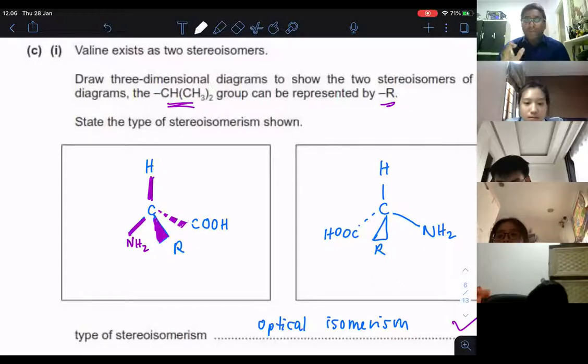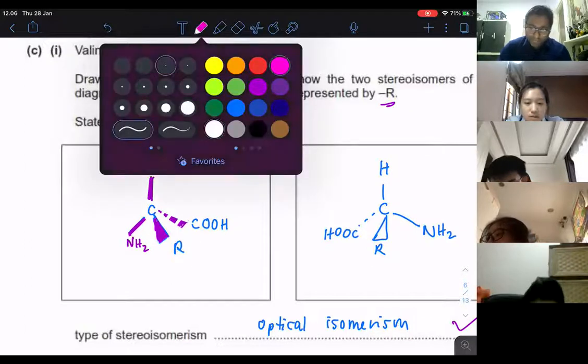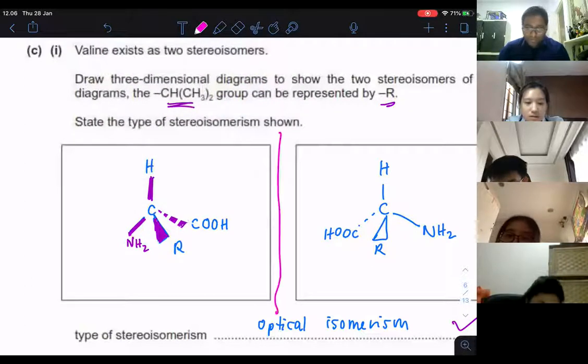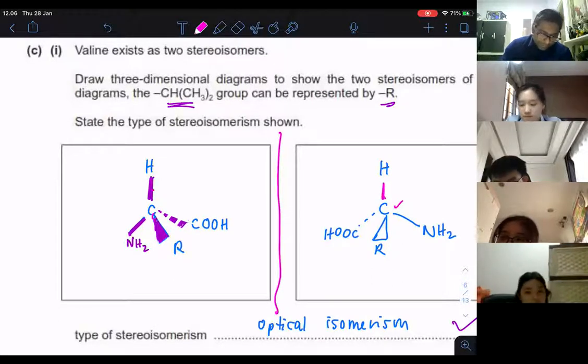Now, the mirror image. How do I draw the mirror image? Very simple. You just imagine there is a mirror here, and simply assume there's a mirror there. Replicate the entire thing. Carbon, I put carbon here. Hydrogen, just replicate. Straight. Replicate.